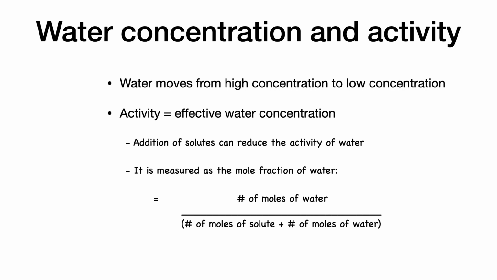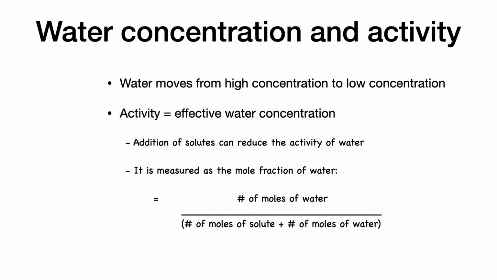So water moves from high concentration to low concentration. What do we mean by activity? Activity is what we could call the effective water concentration. Not all water molecules have equal activity. Some molecules are adhered to the sides of a vessel or a tube, and this restricts their activity. The activity of some water molecules is affected by the solutes. When they form cages, they are bound electrostatically to those ions, and this reduces their activity as well.